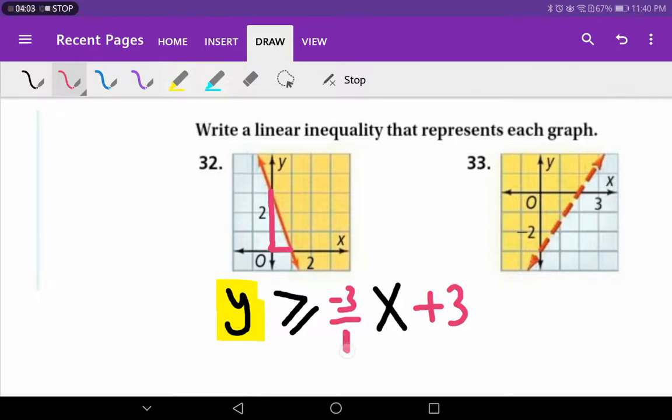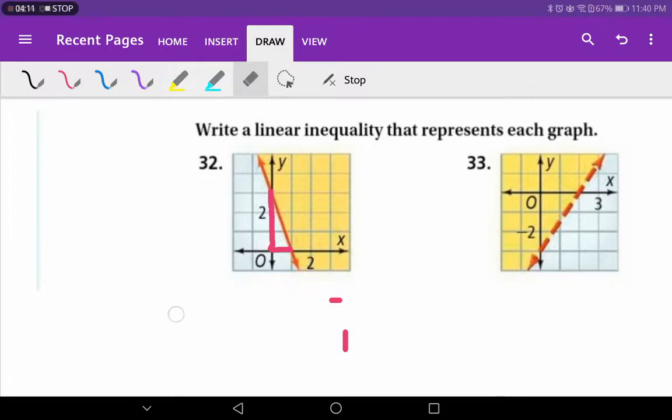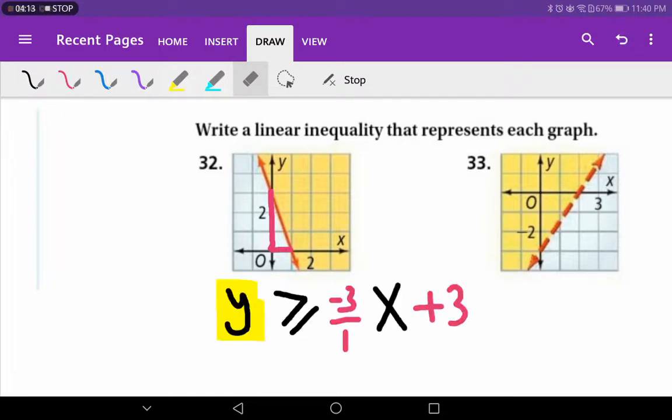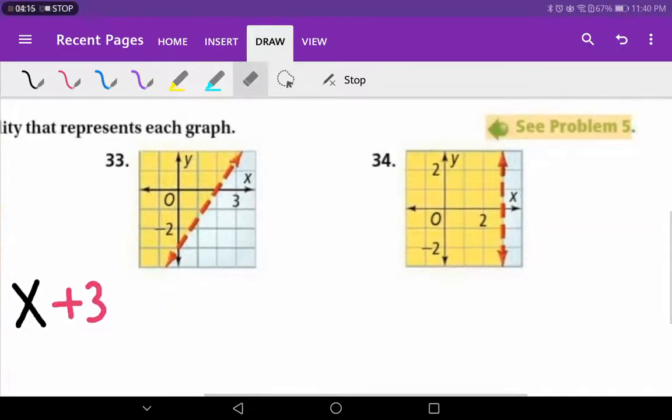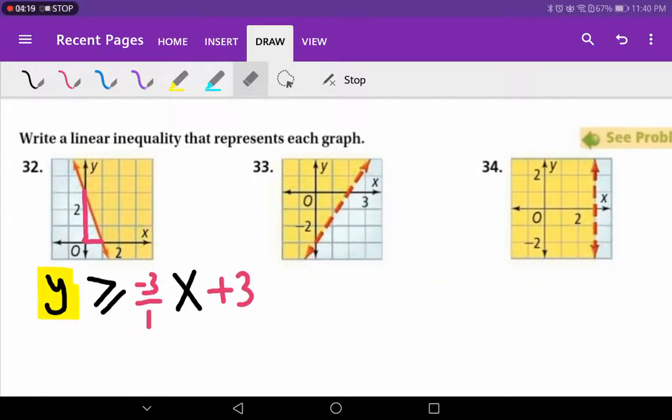But teacher, if I keep it like this, doesn't matter? It is okay, you're done. Okay, let us move to number 33. If you want it, I will keep it, but I like to clean it step by step.